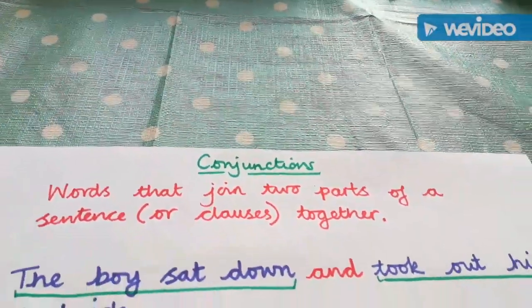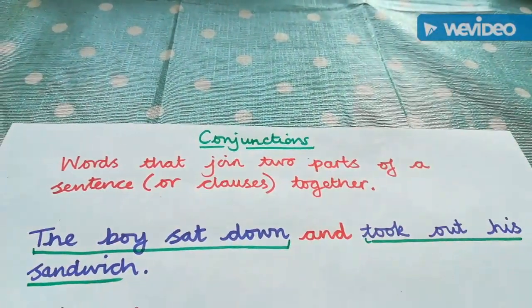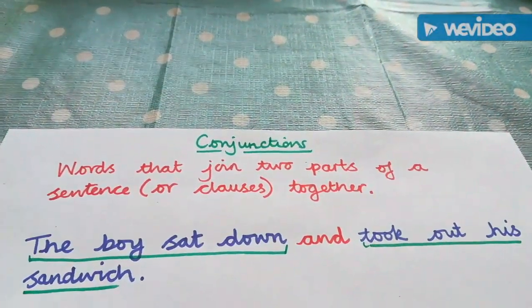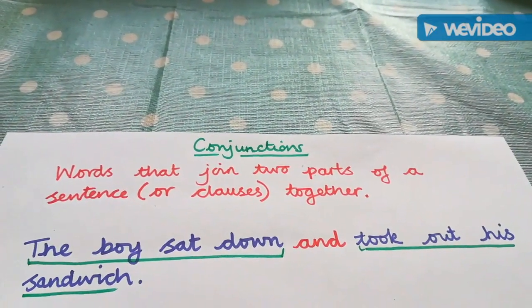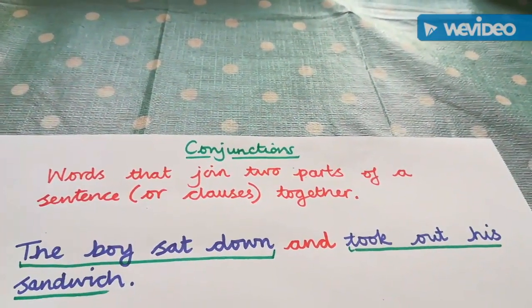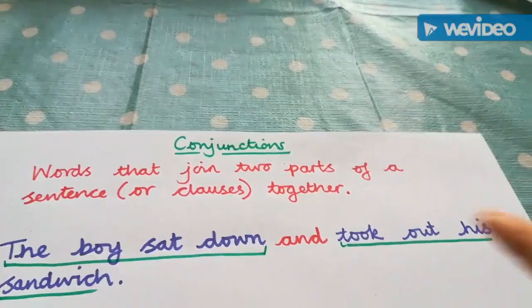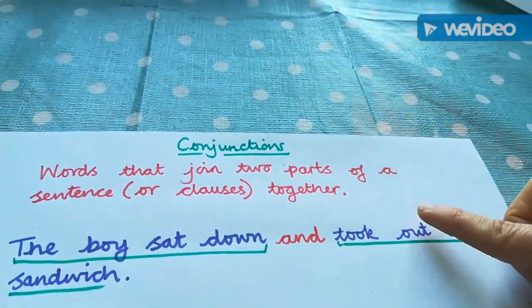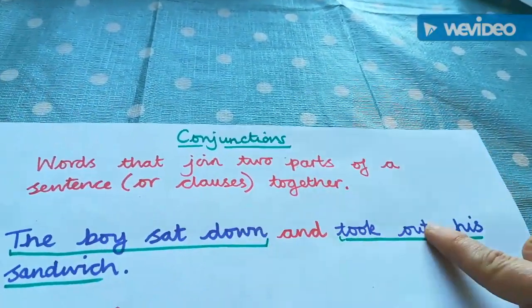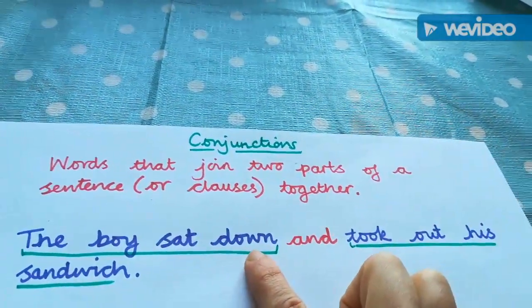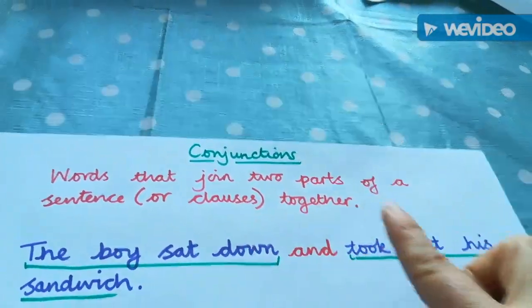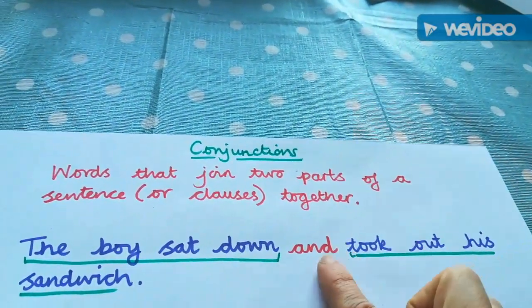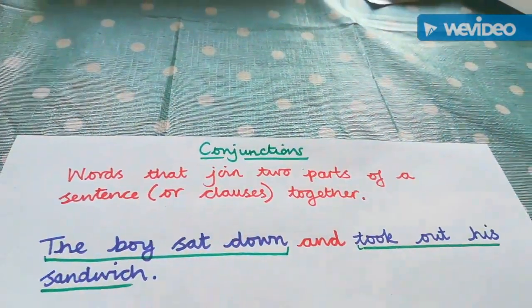Okay, so let's have a look at a sentence then and work out what the conjunction is. So here we've got, the boy sat down and took out his sandwich. So think for a moment what the conjunction is. The conjunction is and, because it joins the two parts of the sentence together. So you've got one part of the sentence, another part of a sentence. Each of these are actually called clauses, that's the fancy word for them. And the conjunction joins those two together.